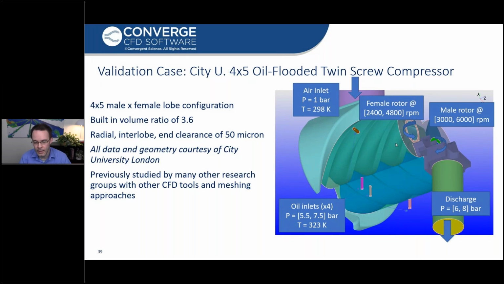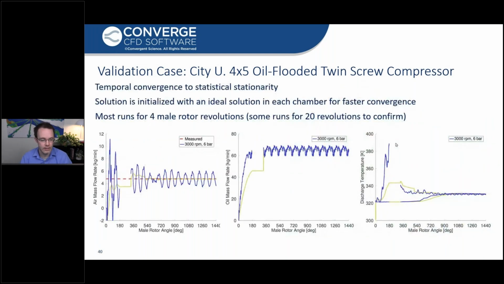So the case we look at is a case provided by City University London, and it's one that's been studied by quite a few other tools, and it's going to be the main benchmark that we use to validate the physical results.